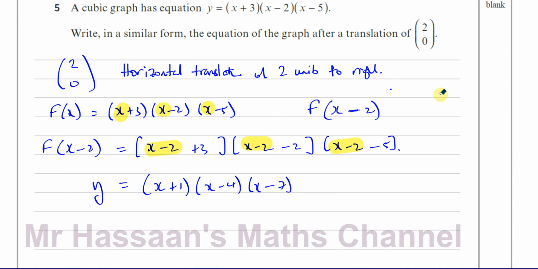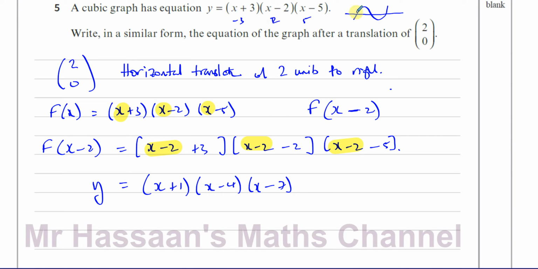If we were to translate this, just imagine we were to sketch the graph. If we were to sketch this cubic graph, you would have something that goes like this, because it's a cubic, and you'll have the roots at negative 3, 2, and 5.